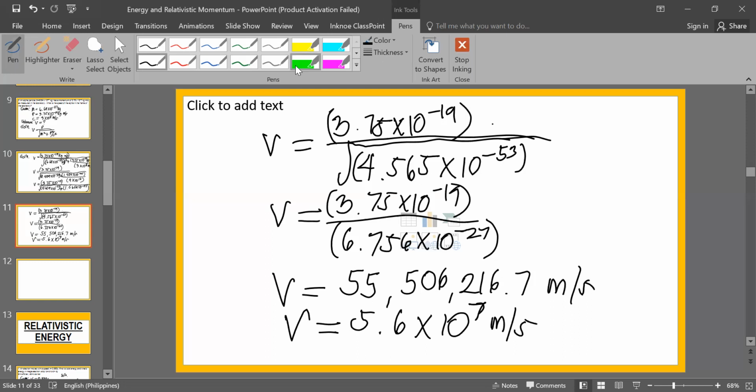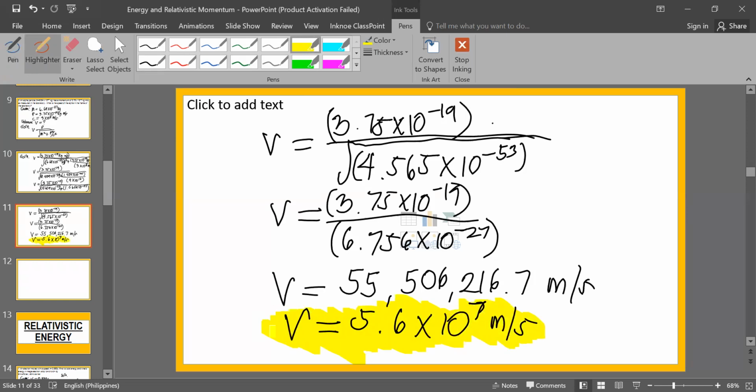So yan yung paraan para kahit paano ma-compute mo yung speed or velocity ng isang relativistic momentum problem solving. That's it.